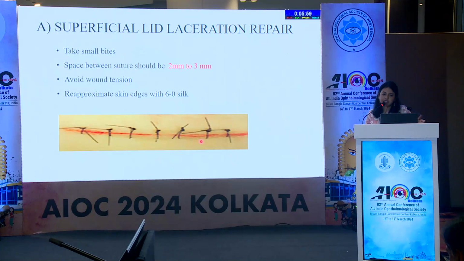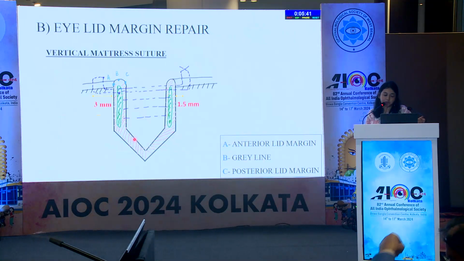In superficial lid laceration repair, it's as simple as it can get. We basically suture it with 2 to 3 mm distance between the two sutures. The most important principle that we need to ensure in this is to avoid wound tension. If by chance the wound is not apposing well, it's important that we undermine the skin and allow good apposition of the laceration.